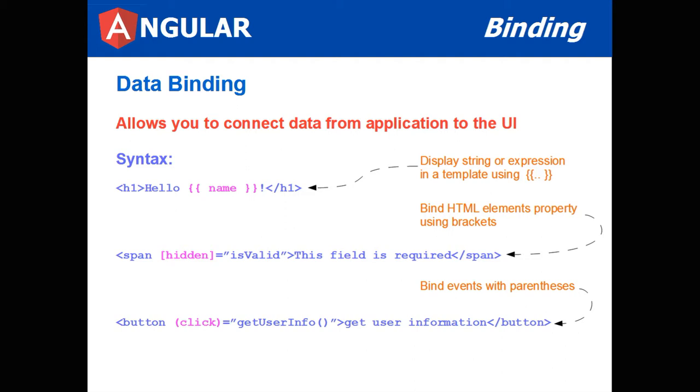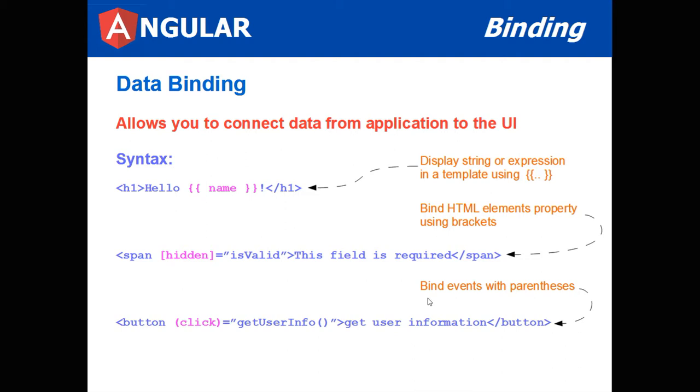Also, you could bind HTML element properties using brackets. So the span property hidden, using the square bracket, could be bound to the isValid attribute of the backend component. Once again, the component has an isValid attribute, and its value will determine whether this span tag is hidden or not.